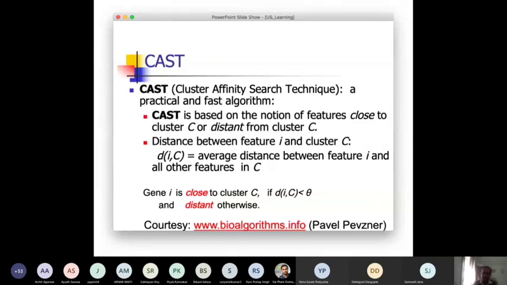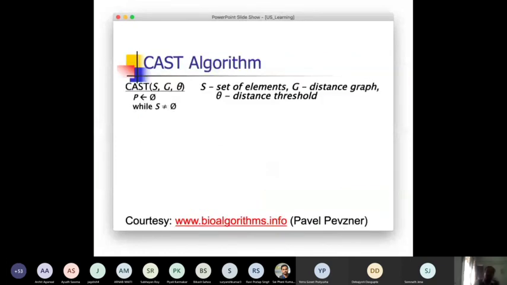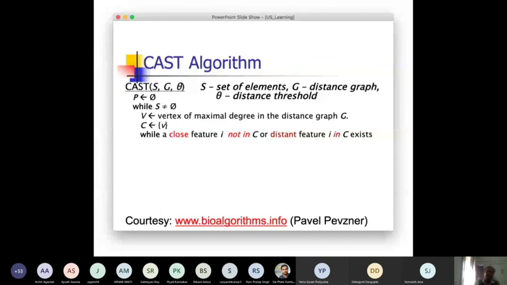I have said gene here because this algorithm was explained with respect to the gene representation, but it is basically a feature vector. So you add the closest feature vector, and you also remove the furthest feature vector. You go on doing this till there is no addition and removal which satisfies all these conditions of closeness. So this is the algorithm.